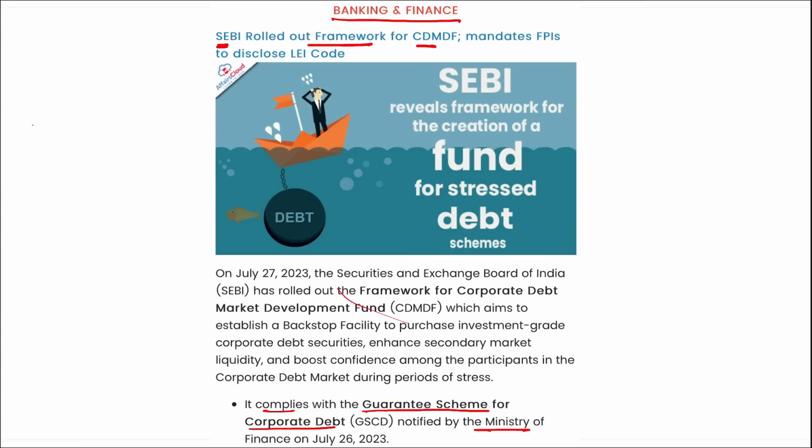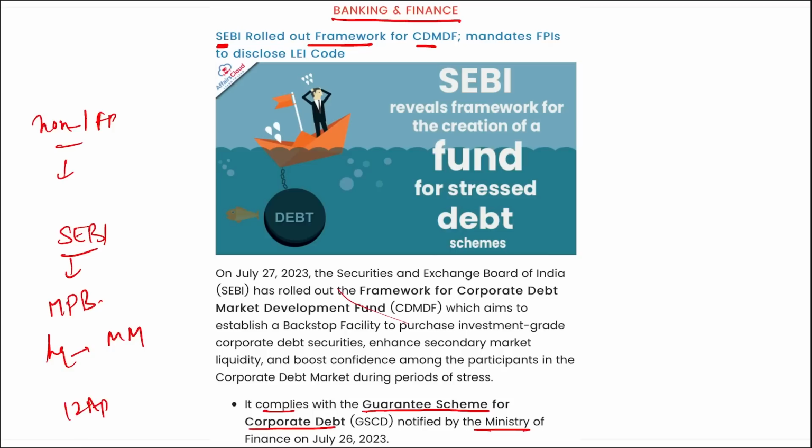Here SEBI has mandated all the non-individual foreign portfolio investors to disclose their legal entity identifier code to improve the quality and accuracy of financial data systems for better risk management. And if we talk about SEBI, who is the chairperson? Madhabi Puri Buch, and the headquarters are in Mumbai, Maharashtra. It was established on 12th of April 1992.